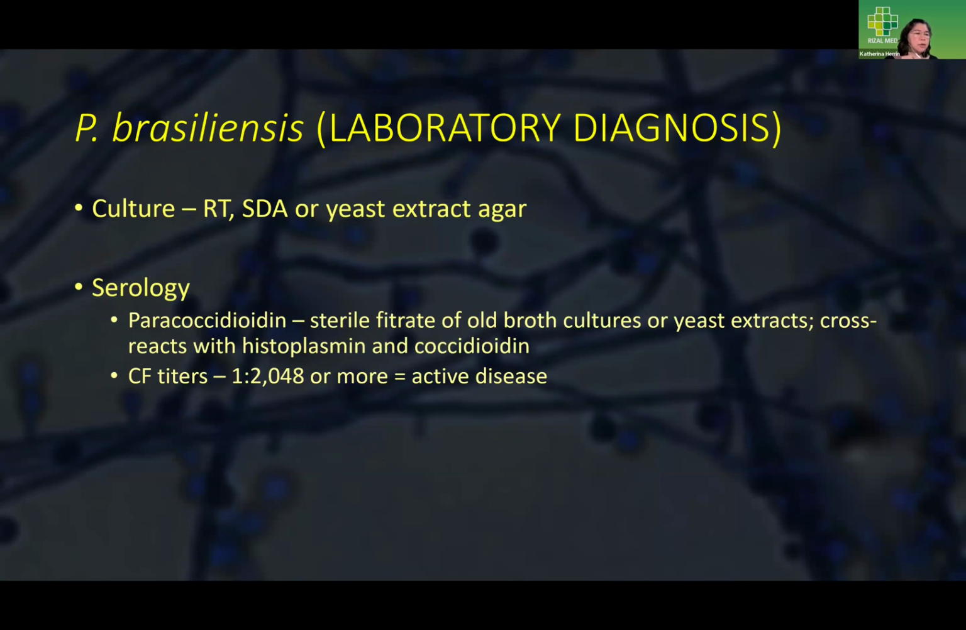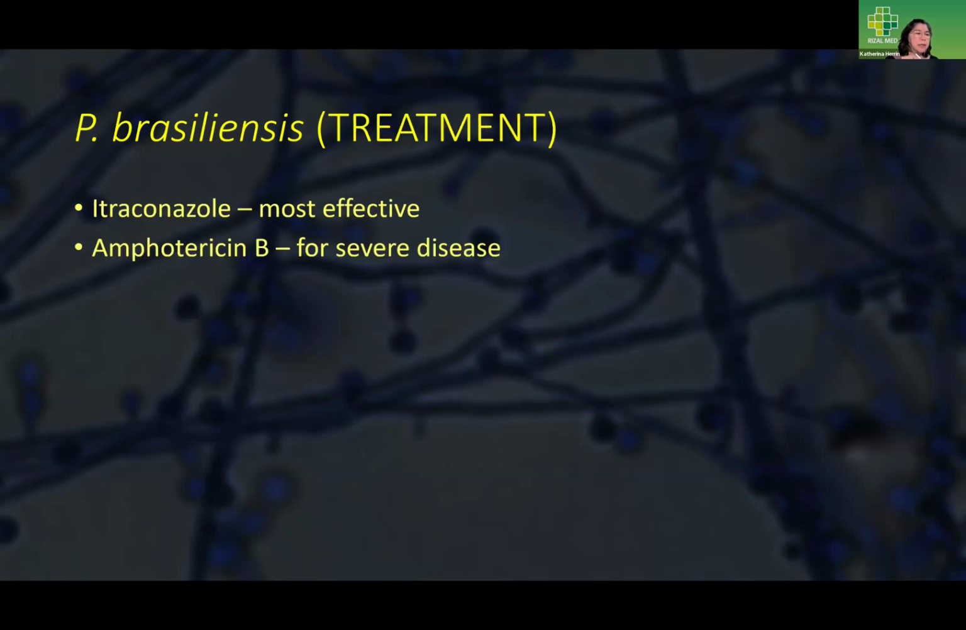Serologic testing is most useful for diagnosis with antibody to paracoccidioidin measured by complement fixation or immunodiffusion. Healthy persons in endemic areas do not have antibodies to P. brasiliensis. Paracoccidioidin, if used for skin tests, may cross-react with coccidioidin and histoplasmin. Itraconazole appears to be most effective against paracoccidioidomycosis, but ketoconazole and trimethoprim sulfamethoxazole are also efficacious. Severe disease can be treated with amphotericin B.